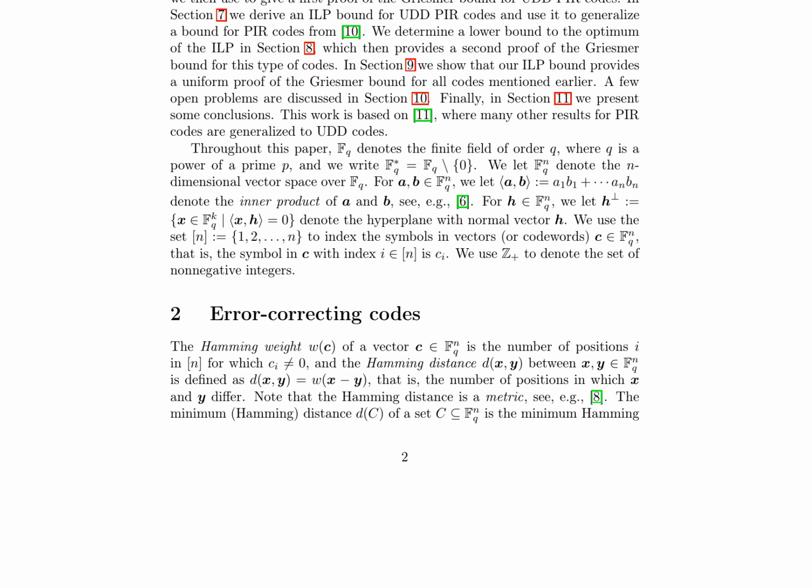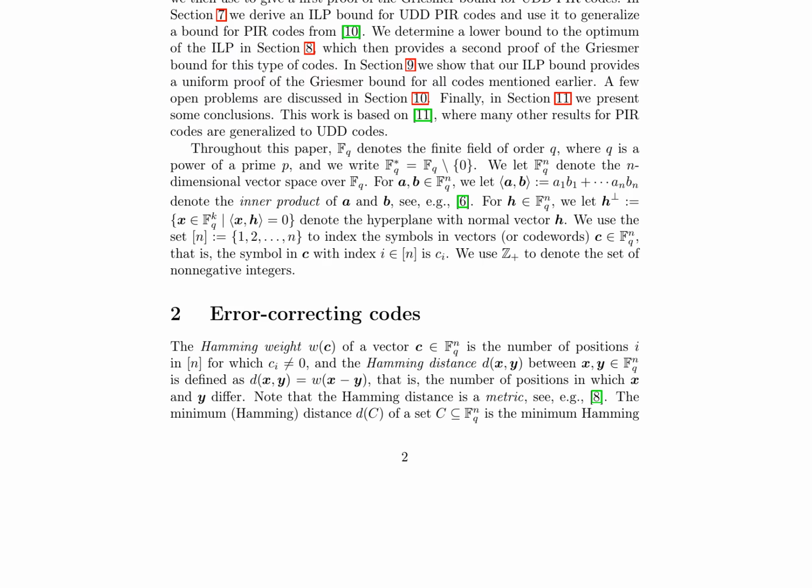Section 7 derives an ILP bound for UDD PIR codes, which is used to generalize a bound for PIR codes from previous work. A lower bound to the optimum of the ILP is determined in Section 8, providing a second proof of the Griesmer bound. The ILP bound is shown to provide a uniform proof of the Griesmer bound for all codes mentioned earlier in Section 9. Open problems are discussed in Section 10, and conclusions are presented in Section 11.